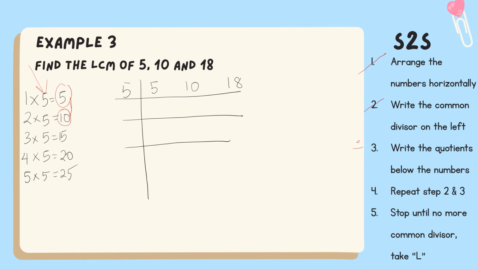Step 3 is when you start dividing, finding the quotients of the numbers. So 5 divided by 5 gives us 1. Writing down the quotient just below the number. Next, 10 divided by 5 is 2. So we have 2 here. Next, we do not have an 18 in timetable 5. Now that is fine because you can just bring the number down.